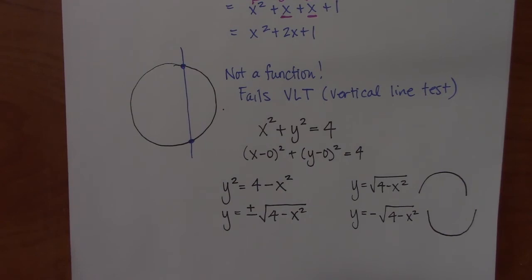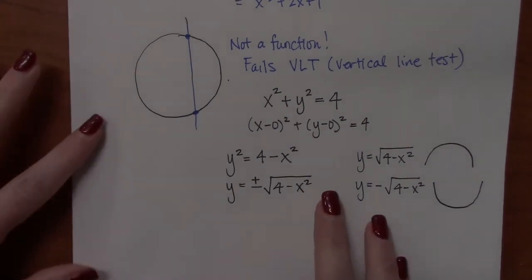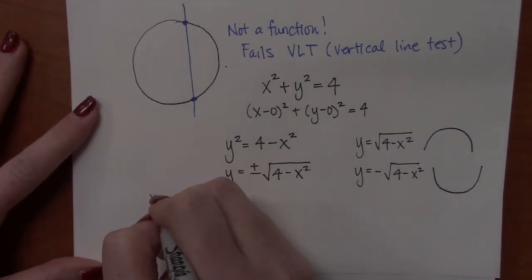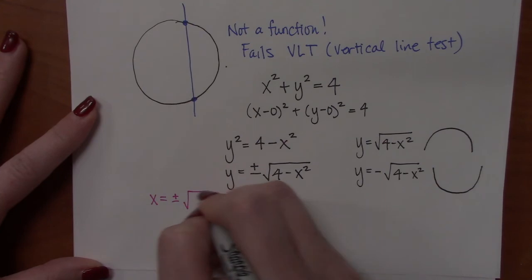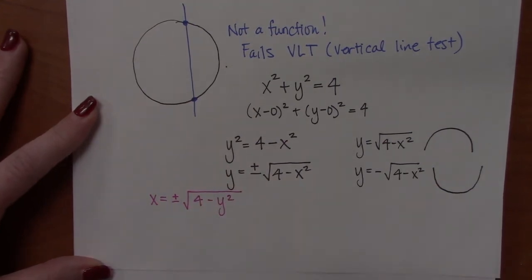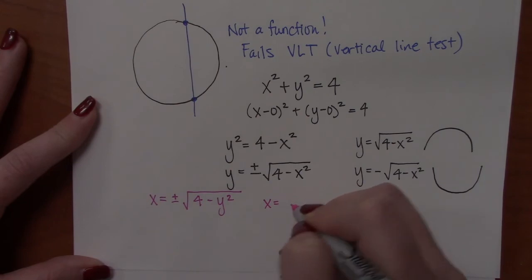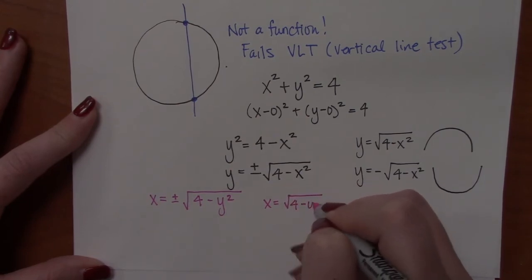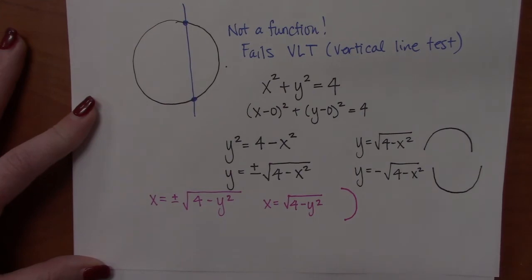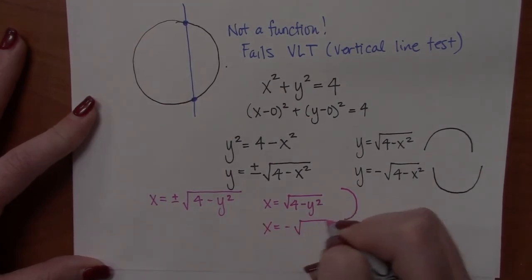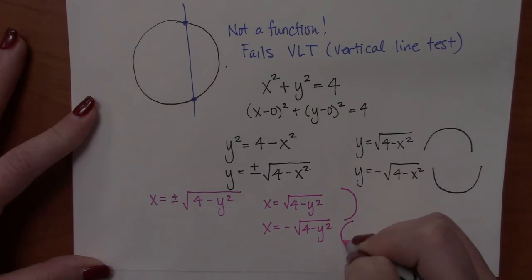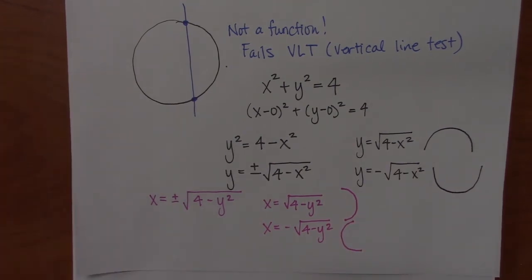But who says we have to solve this equation for y? We could have said, I want to solve it for x. If we were to solve this same equation for x, you would see that we would get x equals plus or minus the square root of 4 minus y squared, where the positive case is the right half of the circle and the negative case is the left half of the circle. So we could slice a circle vertically or we could slice it horizontally. And for the same reason, that should make sense.